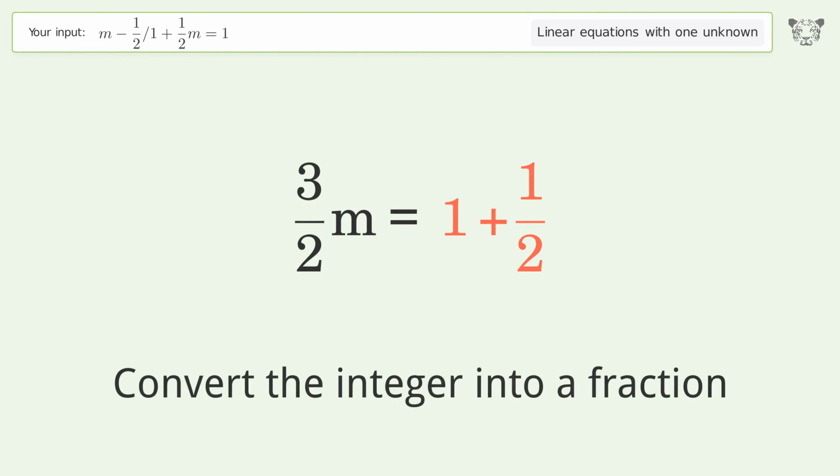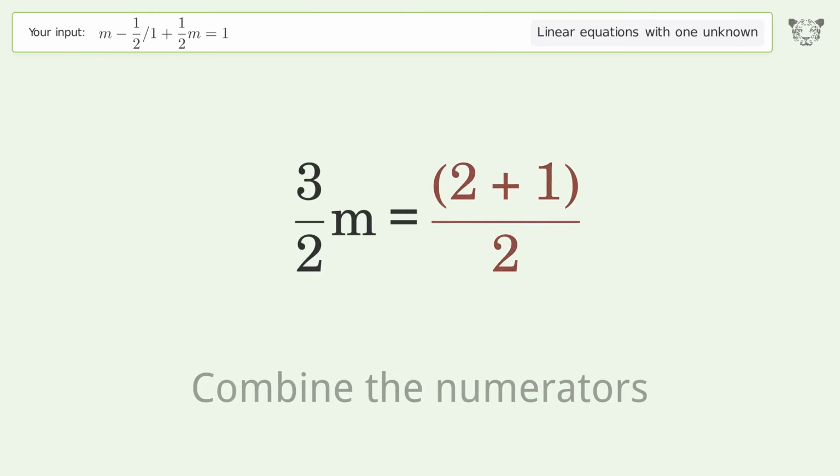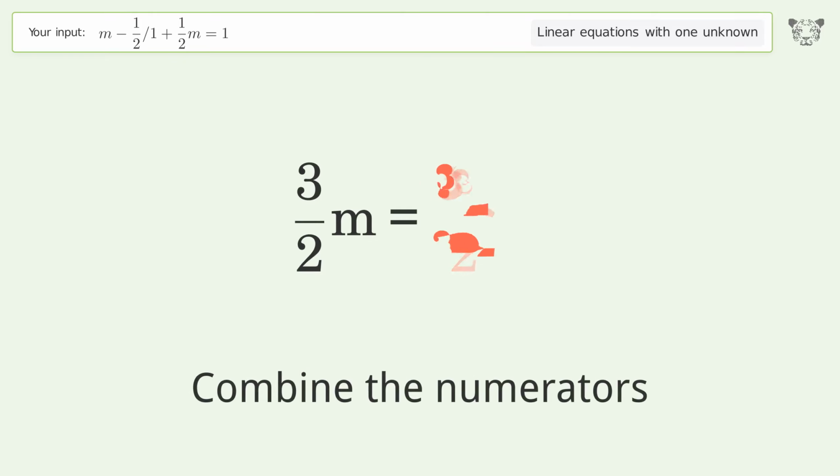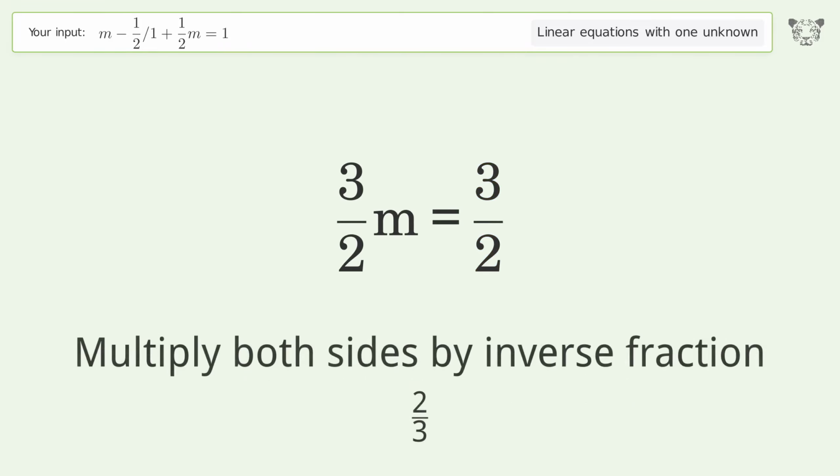Convert the integer into a fraction. Combine the fractions. Combine the numerators. Isolate the m. Multiply both sides by inverse fraction 2/3.